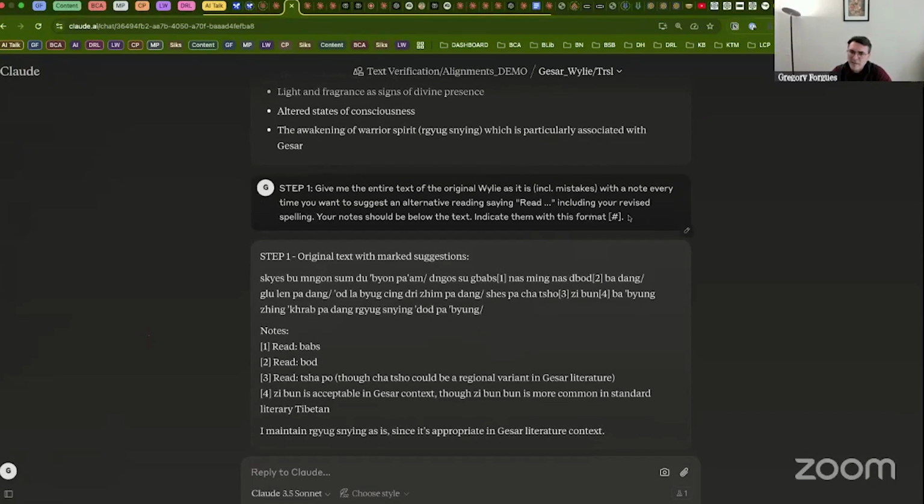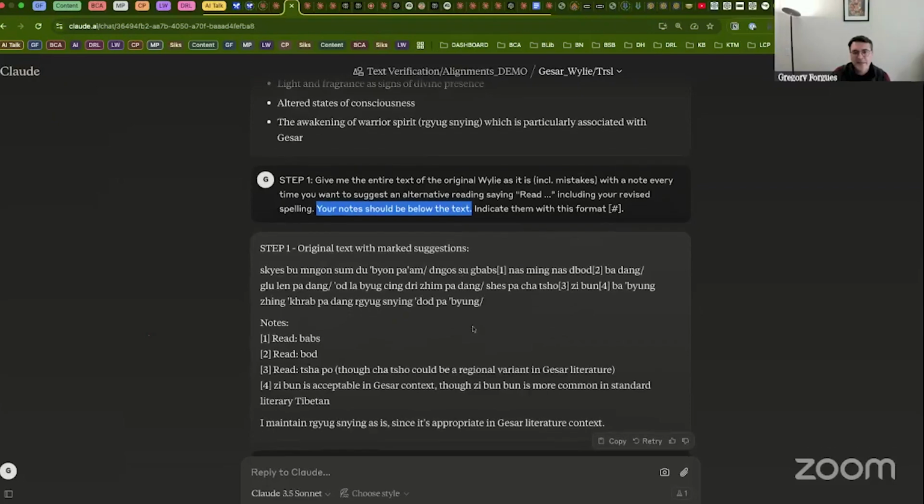So remember, when we're talking about prompting, to get back to that, I give some formatting instructions here. Your note should be below the text. I don't want the note in the middle of the text. I want my clean Wylie text, for example. So a little thing, but you see, this is how you would prompt to get what you want. And then you get this kind of stuff, which is very nice.